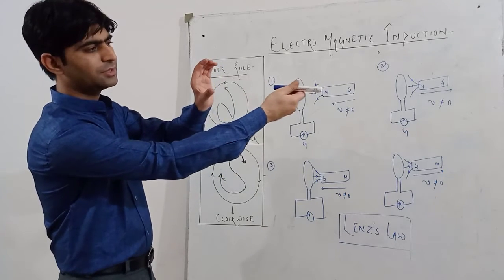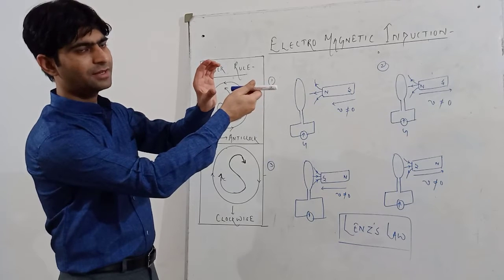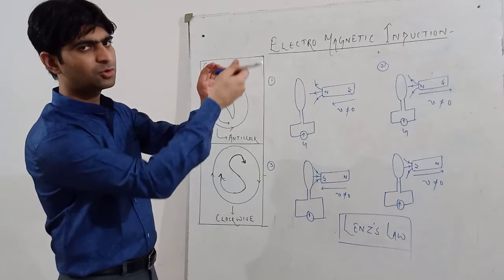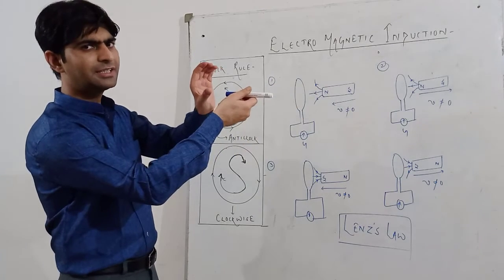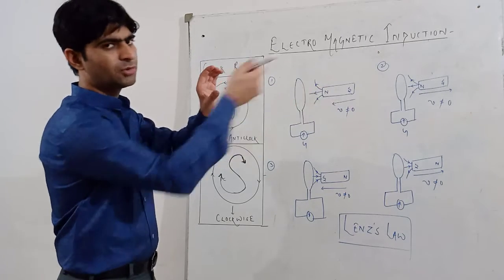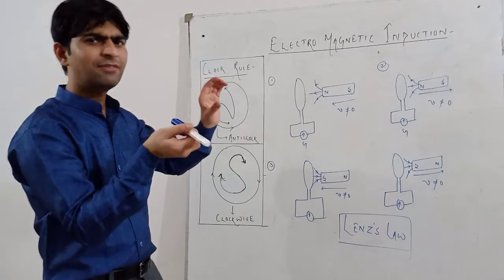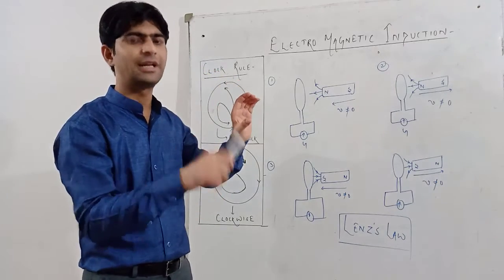When the magnet is moving towards this coil, the magnetic flux linking with this coil will increase or decrease, whichever. If it is moving towards the coil, it will increase. If it is moving away from the coil, it will decrease. In both cases, magnetic flux will change, either increasing or decreasing.